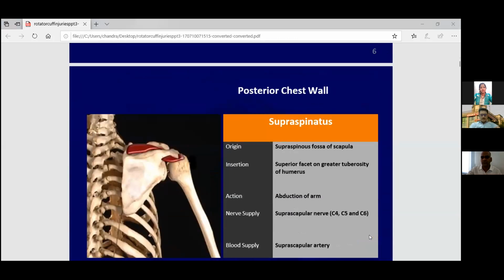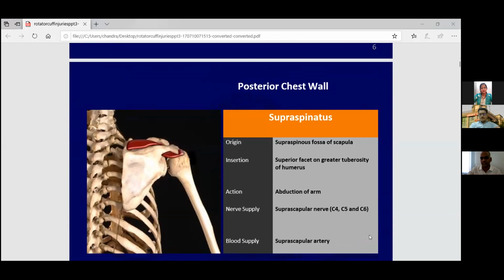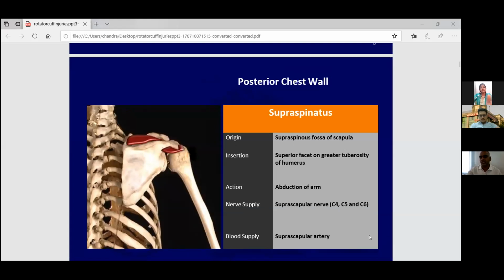Then the posterior chest wall muscle is the supraspinatus, the main muscle. The supraspinatus fossa of the scapula is the origin. Insertion is always the greater tuberosity of the humerus. The main function is abduction of the arm. Nerve supply is the suprascapular nerve, root value C4 to C6.